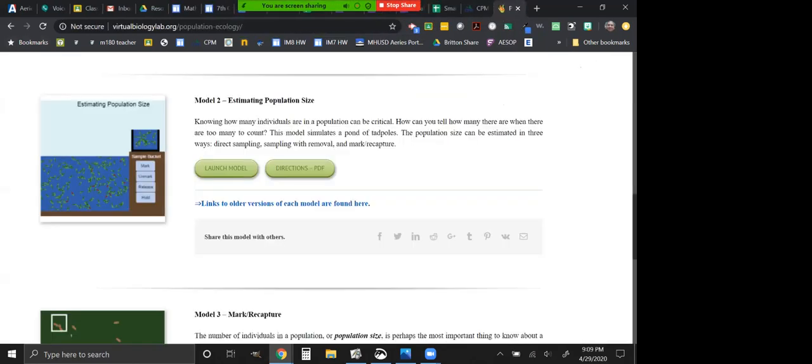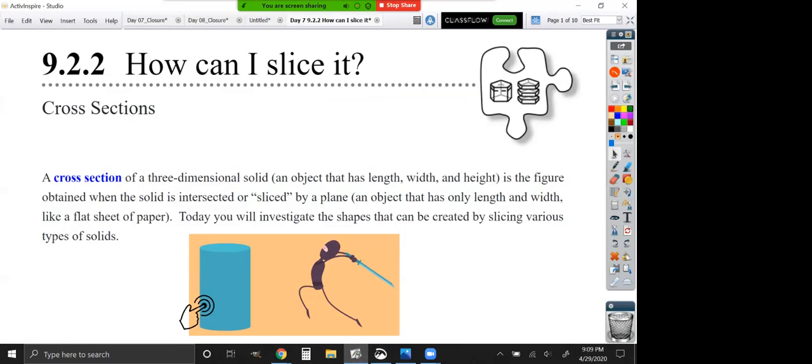So that's what we're going to be doing today. We're going to be looking at finding cross sections, how you slice it.